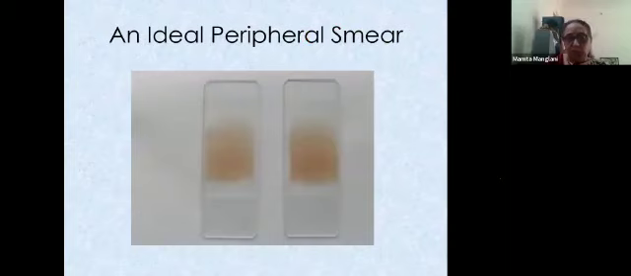This is how an ideal peripheral smear should look, with a tailing at the end or a tongue at the end, which is thinner than the base. And it should never cover the full slide. It should always start somewhere here and end somewhere here. So 1/3 or 1/4 of the slide, this side and this side, should be empty.